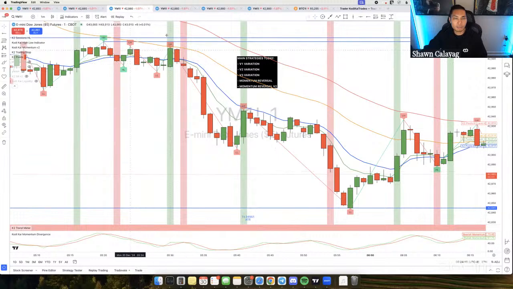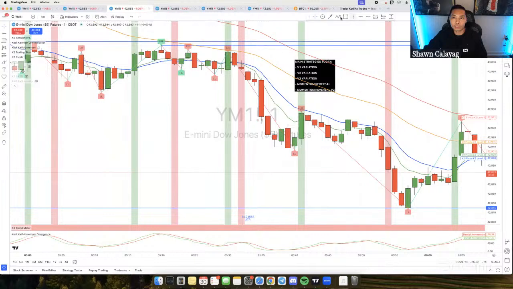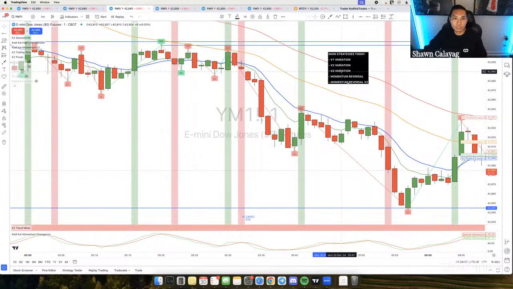So this is an example of a V2 variation. It lines up with the V1 variation, but it's just slightly different. For the V1 variation, you're looking for a double body rejection or a double wick rejection. For a V2 variation, you're looking for a high with a green candle and you're looking for a bigger following candle right after. That's a V2 variation. The V3 variation is going to be a 3-bar reversal. This one doesn't come up very often, but when it does come up, it usually hits pretty nicely.